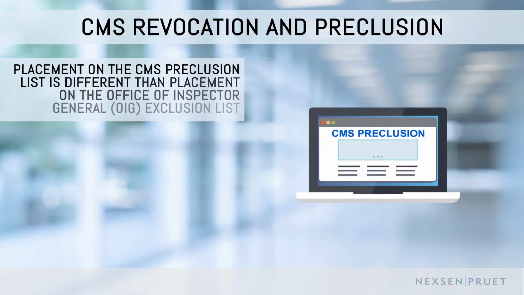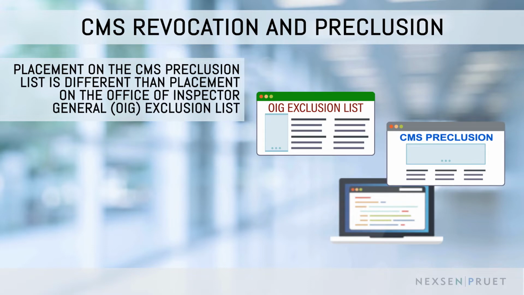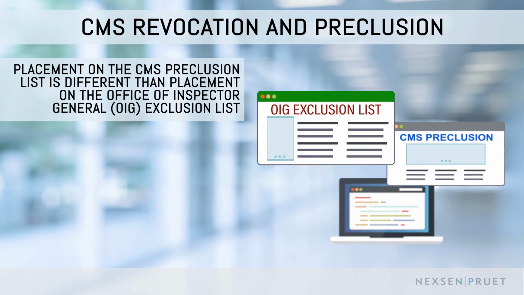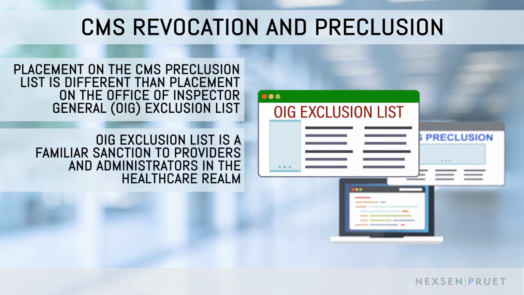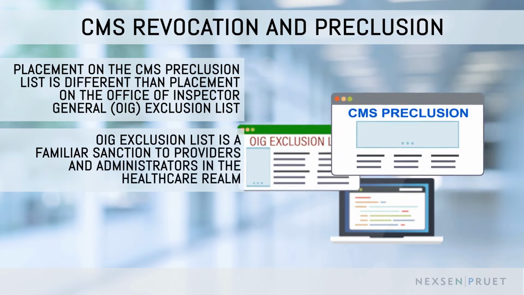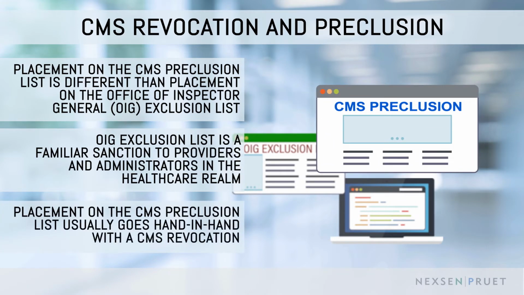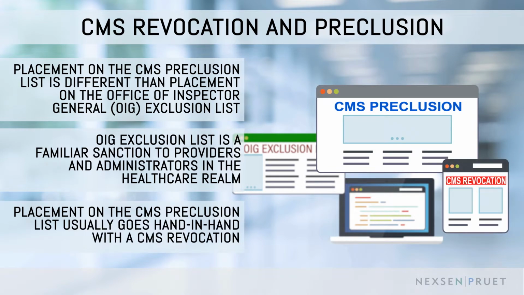Today, I want to highlight what it means to be on the CMS Preclusion List. Placement on the CMS Preclusion List is different than placement on the Office of Inspector General, or OIG, exclusion list, which is a familiar sanction to providers and administrators in the healthcare realm. Placement on the CMS Preclusion List usually goes hand in hand with the CMS Revocation.